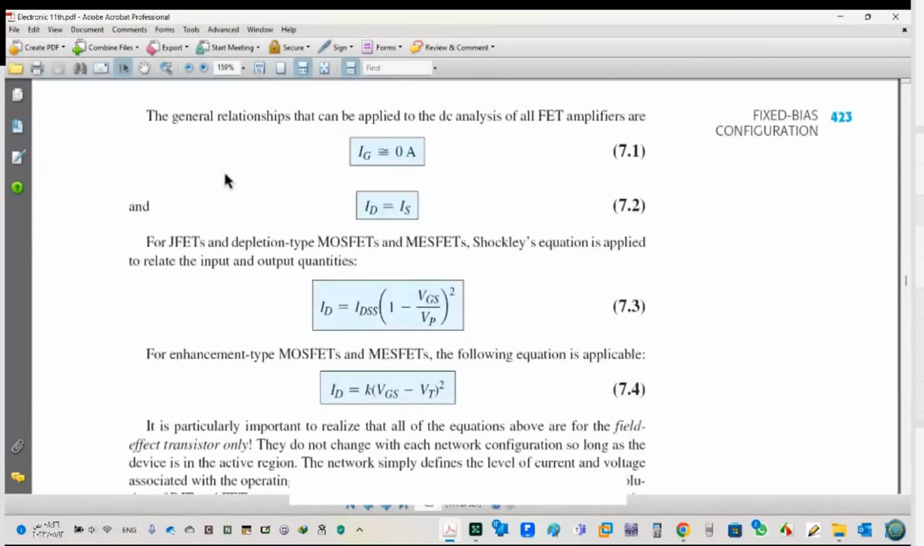Here we have the formulas that we use for FET. First one, Ig equals 0, Id equals Is. This is for all. For JFET and MOSFET depletion, we have this formula: Id equals IDSS times (1 minus VGS over VP) squared. For MOSFET enhancement, Id equals K (VGS minus VT) squared. I said to you how we can calculate K.